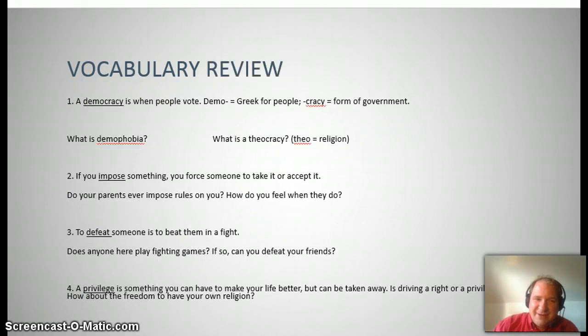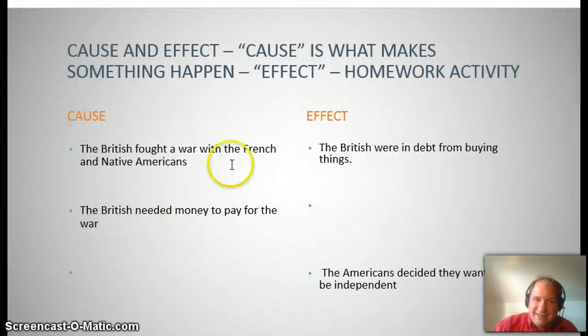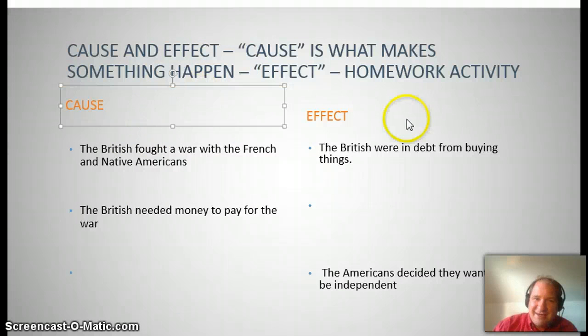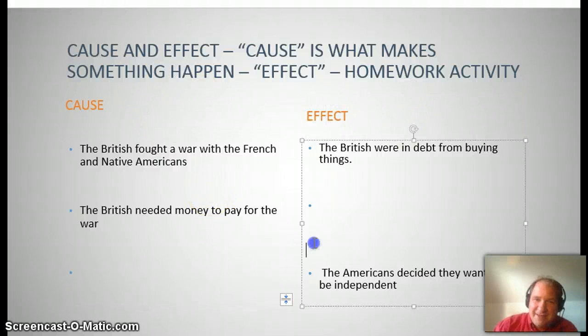So we'll have these words. We'll go over them in the classes. You can look them up. And we'll also have an activity on cause and effect. Something happened. Because of that, what happened next? We'll go over these in the live classes.